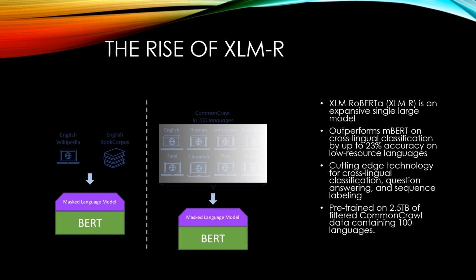As if Google's BERT wasn't impressive enough, Facebook went on soon afterwards to expand upon it to create XLM-RoBERTa, which is an expansive single large model for multilingual language processing. In the picture, you can see that just like BERT, we utilize masked language modeling, and that XLM-R is pre-trained on 2.5 terabytes of filtered Common Crawl data containing 100 languages, which is significantly more expansive than BERT. XLM-R, as a result, outperforms mBERT on cross-lingual classification by up to 23% accuracy on low-resource languages, and is considered cutting-edge technology for cross-lingual classification, question answering, and sequence labeling.